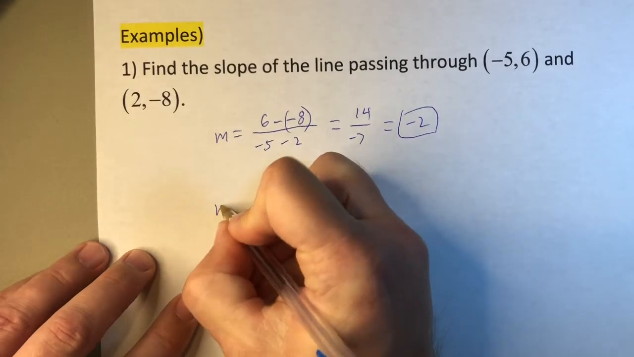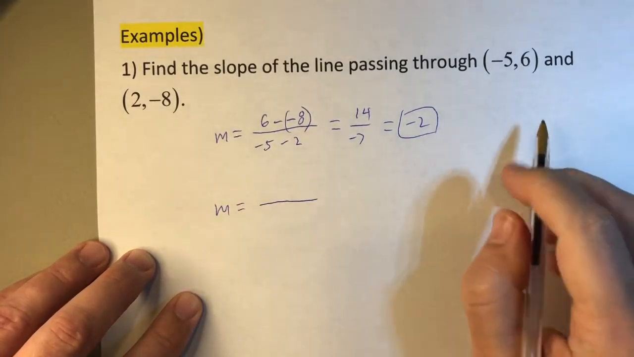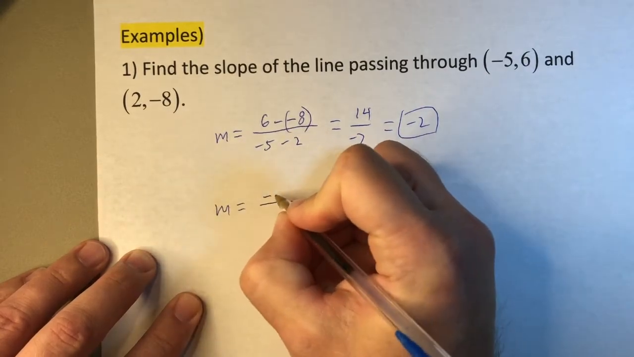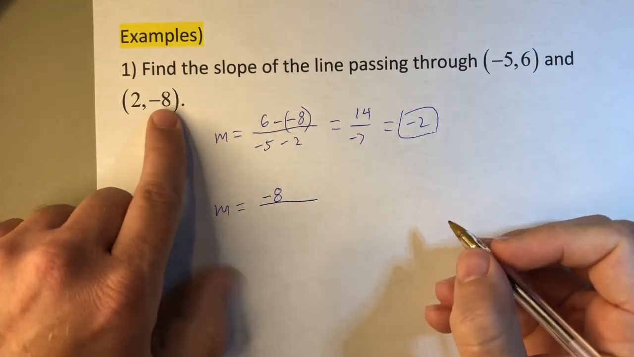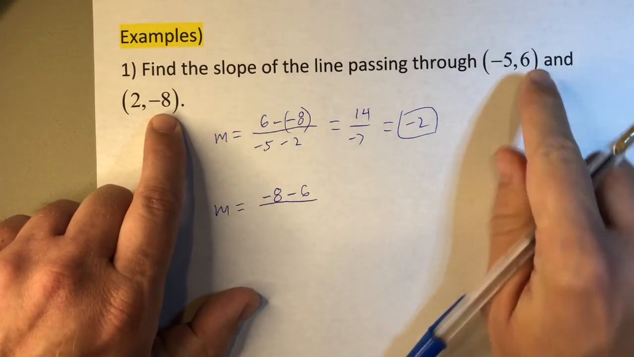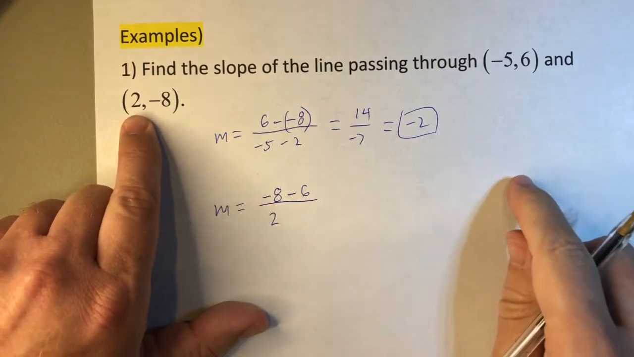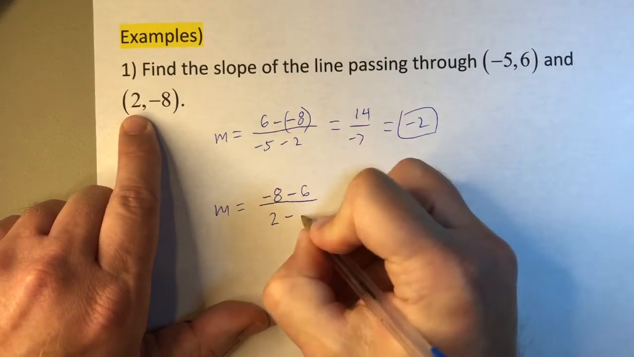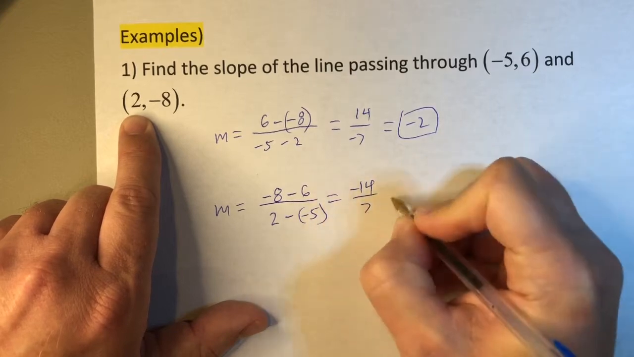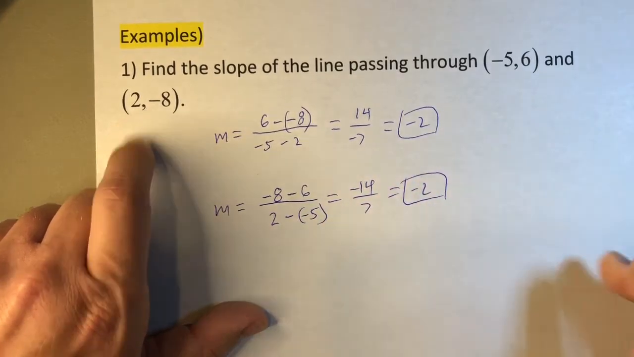Now, wait a second. What if you said, oh, I didn't do it that way, I used this y value first? Well, that's okay. It doesn't make any difference. So the difference of the y's, negative 8 minus 6, all over what? The difference of the x's, 2 minus a negative 5. Guess what? You still get negative 2, okay?